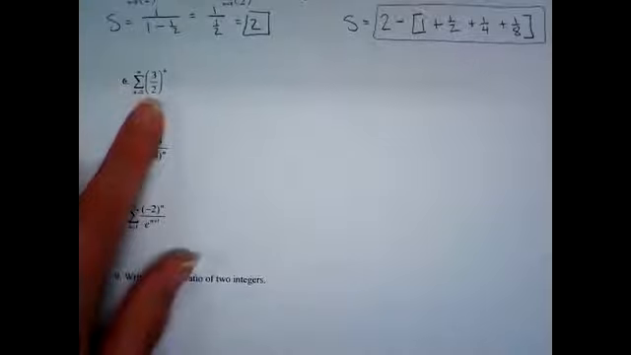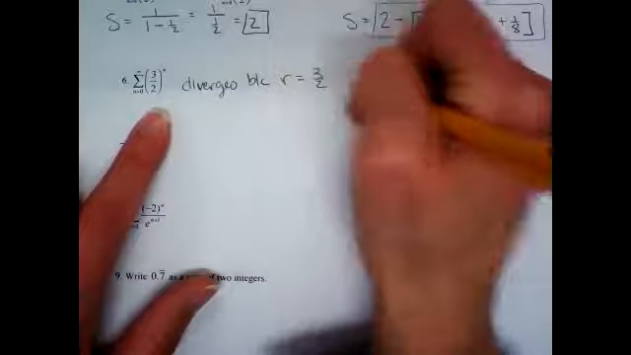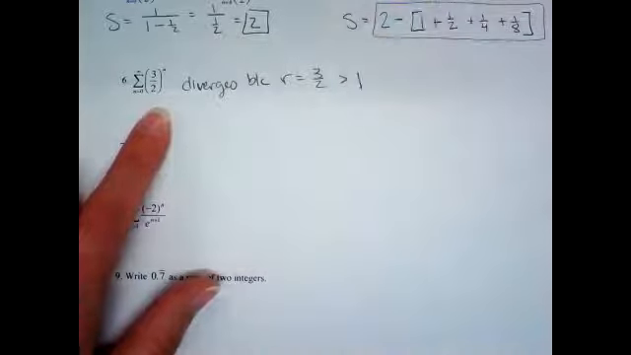Why does it diverge? Good, so here's how you would write that. Diverges, because you would need to give a reason. Because R equals 3 halves, and that's greater than 1.